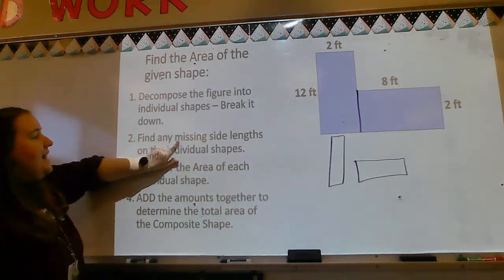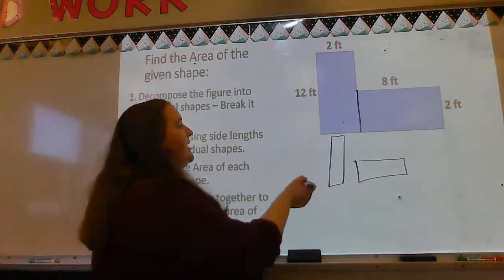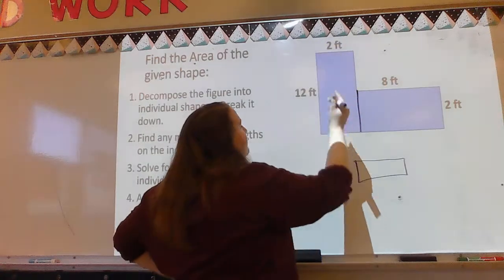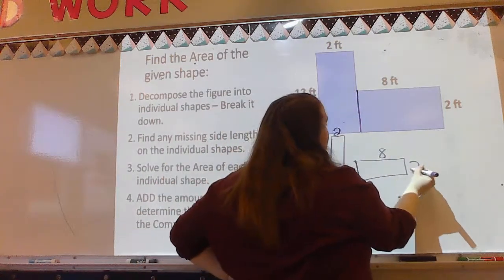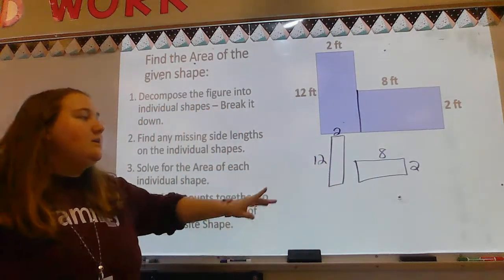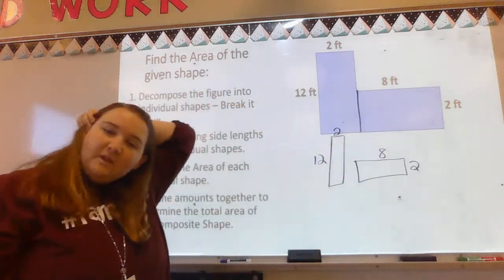Number 2, find any missing side lengths on the individual shapes, okay? So notice right here, I'm going to use the side lengths from on top. So I have 2, I have 12, I have 8, and I have 2, okay? So notice, they gave us those side lengths. All I did was bring them down, okay?